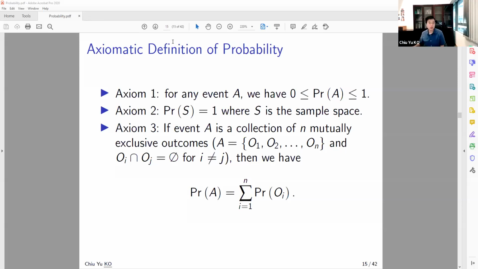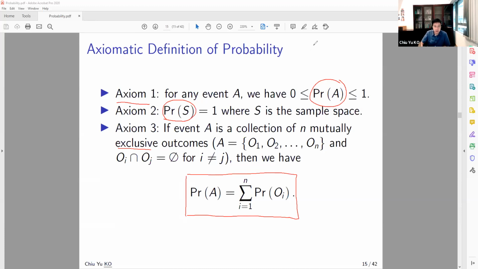I guess we should start. But before we start, any question? Let's repeat a little bit what we left behind before the break. What we have is the axiomatic definition of probability, which starts from saying that probability is always something between 0 and 1. The probability of the sample space is 1. And if the outcomes are mutually exclusive, then the probability of the event that contains them would be the sum of the outcomes. So those are the three axioms.